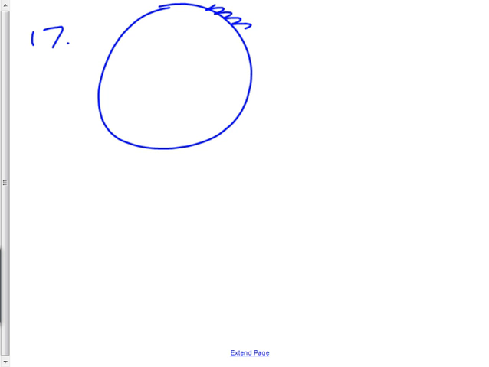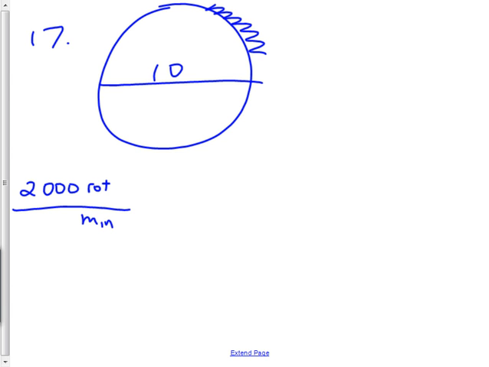And that gets us all the way down to number 17. That's different. Number 17 says a radial arm saw has a circular cutting blade with a diameter of 10 inches. So it's like this. It's got teeth on the outside like this. It's got a diameter of 10. It spins at 2,000 RPM. I encourage you to write that like this, 2,000 rot per min, because RPM means rotations per minute.